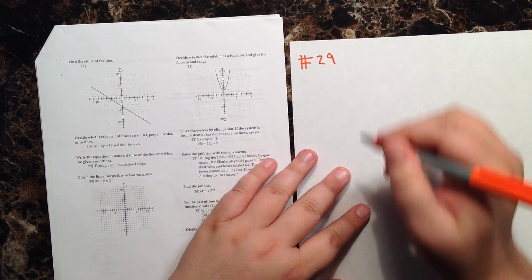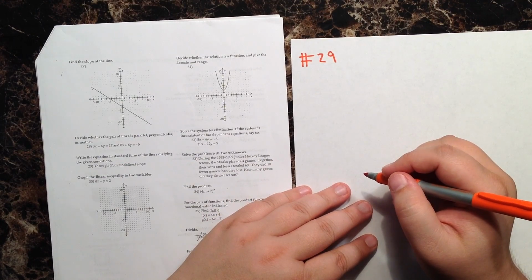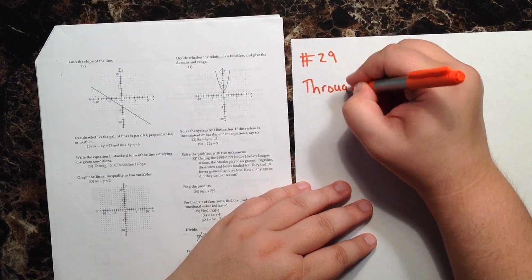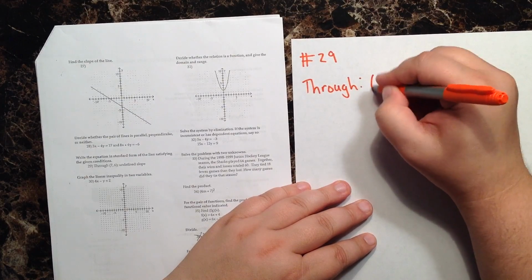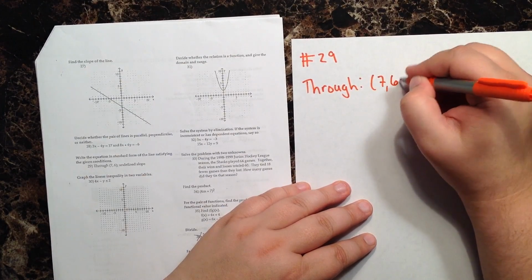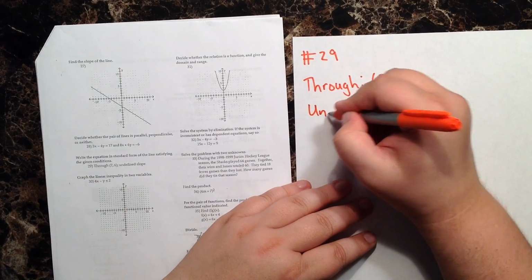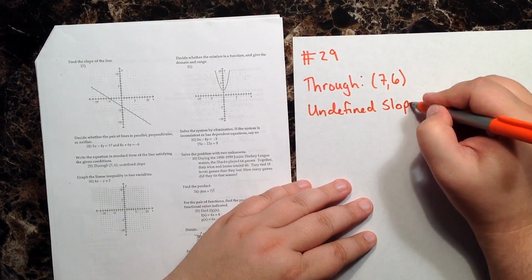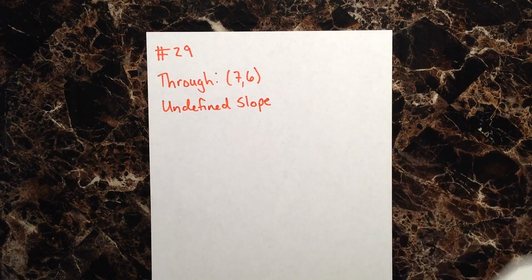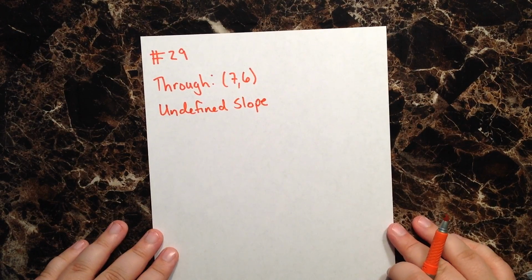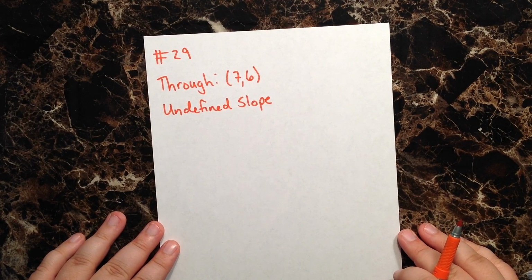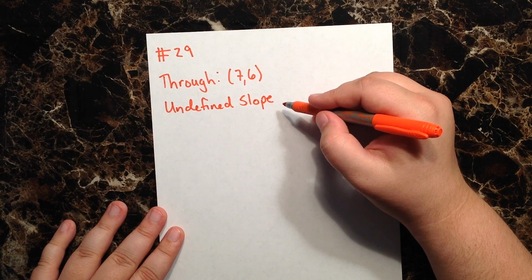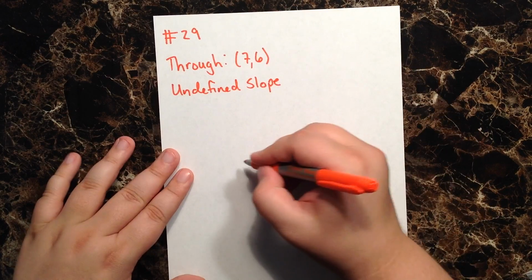All right. So they tell us that they want us to write the equation of a line that passes through the point 7, 6 and has an undefined slope. All right. Well, this is a bit of a trick question because what type of line has an undefined slope? Well, let's think about it.